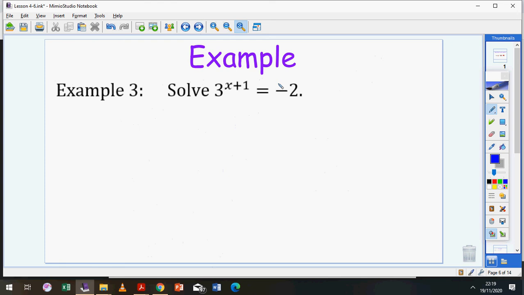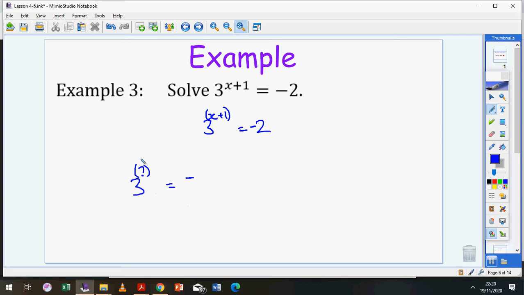Another one is here, 3 to the x plus 1 is equal to negative 2. Now I'm trying to figure out what value of x, such that when I add 1 to it and then raise 3 to that value, I get a negative 2. I hope you remember that when we were talking about exponential functions, there is no possible value of x that you can raise any number to get a negative. There is no possible power.